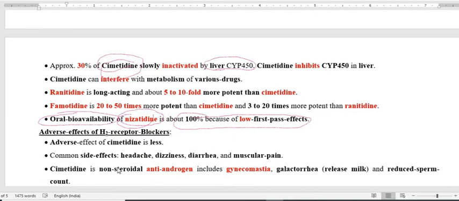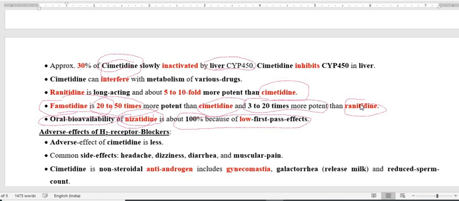Regarding potency, ranitidine is about 5 to 10 fold more potent than cimetidine, whereas famotidine is highly potent compared to all the others. Famotidine is about 20 to 50 times more potent than cimetidine, and about 3 to 20 times more potent than ranitidine. So amongst all the four, famotidine is the most potent drug. So this is very important.